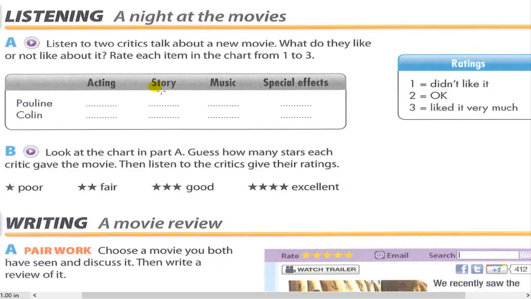The story. Pauline, okay, 2. The story was usual. The usual beautiful women and the usual villain. Villain, the bad guy. Colin liked it very much. He liked the story, the car scenes, and the surprise ending. 2 for Pauline, 3 for Colin.